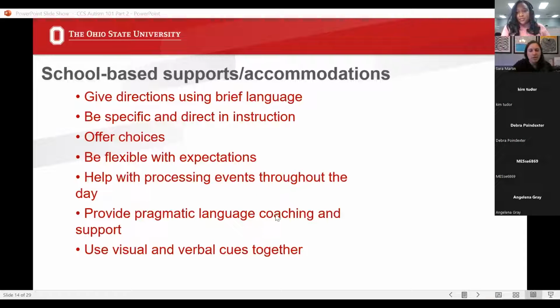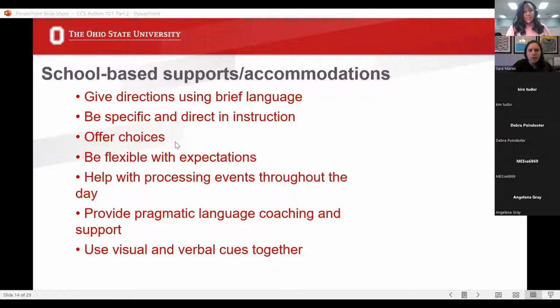Providing pragmatic language coaching and support. So working with students on how to use appropriate voice volume and things like that so that they can be clearly understood, and also going through what's expected in the classroom and supporting them through that can be helpful. Using modeling of how they should be talking in the classroom is very helpful as well. And then using those visual and verbal cues together.